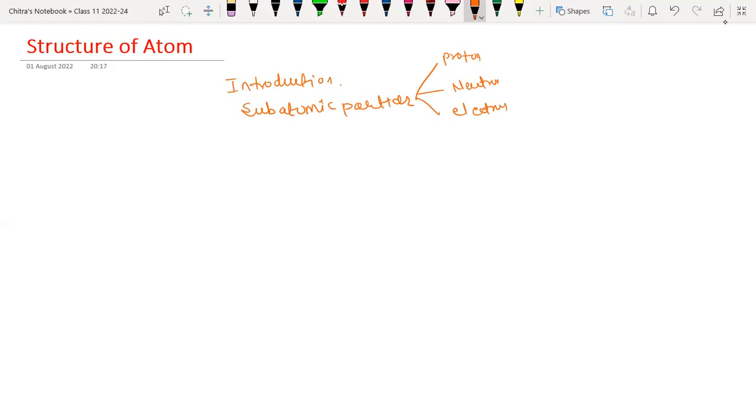Then we will discuss the characteristics of matter. Then classification of atoms. In the classification of atoms we are going to discuss metal, non-metal, and metalloid.